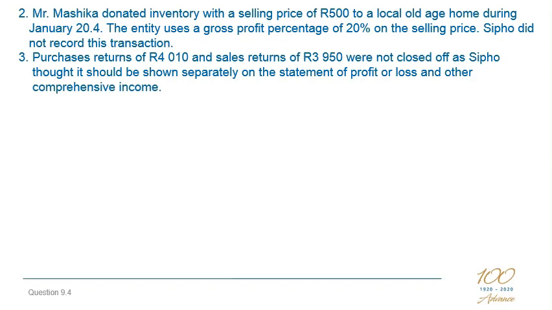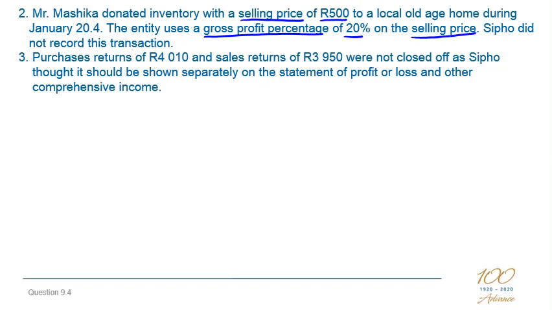In number 2, they tell us Mr. Mashika donated inventory with a selling price of 500 Rand to a local old age home during January 20.4. They use a gross profit percentage of 20% on the selling price.